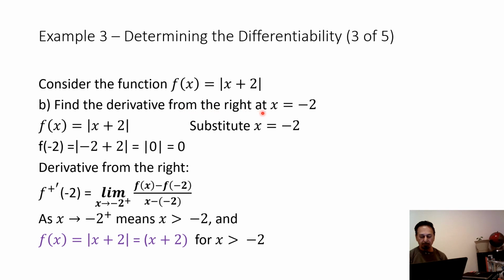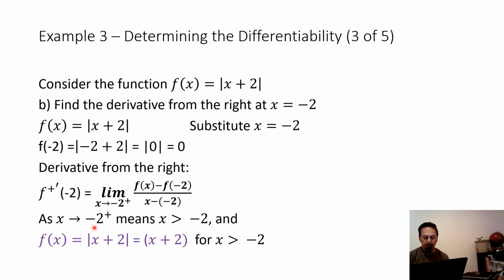So now let's see, for f of x equal to absolute value of x plus 2, let's find the derivative from the right at x equal to negative 2. So we start with f of x equal to absolute value of x plus 2, substitute x equal to negative 2. So we get f of negative 2 equals the absolute value of negative 2 plus 2, which is equal to the absolute value of 0, which is 0. Now we write the derivative from the right: limit as x approaches negative 2 from the right of f of x minus f of negative 2 over x minus negative 2.